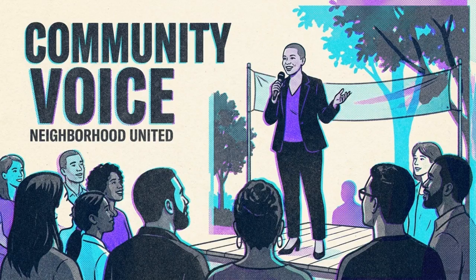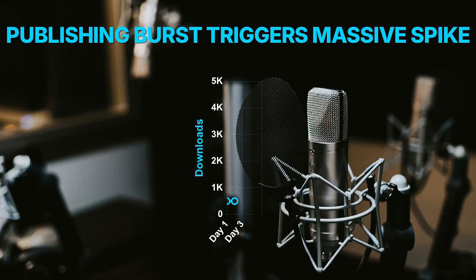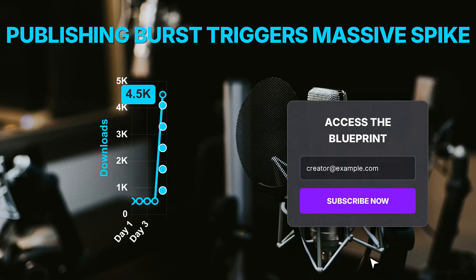We do this using a specific publishing schedule known as bursting. Instead of releasing 1 episode a week, publish 5 episodes in 5 days. This generates a massive spike in downloads. You then point this concentrated audience directly toward a single specific call to action.